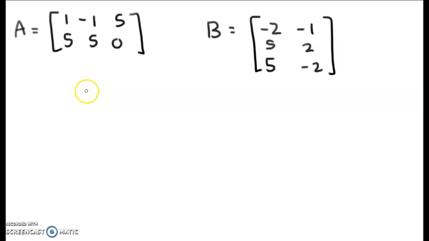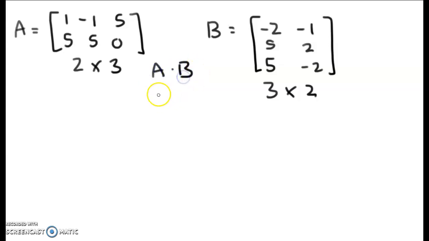So in this example, we have matrix A, which is a 2-row by 3-column matrix, and matrix B, which is a 3-row by 2-column matrix. So what we want to do first is our goal is to find A times B. And keep in mind when it comes to multiplying matrices, the commutative property doesn't work. So B times A is not the same as A times B.